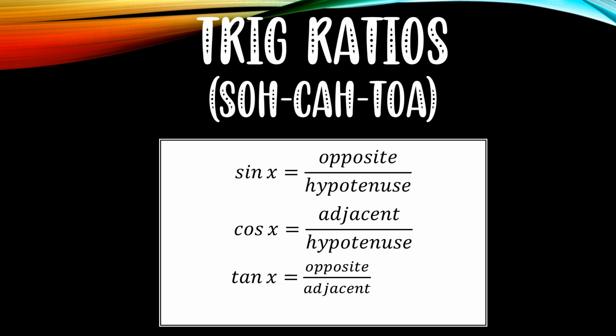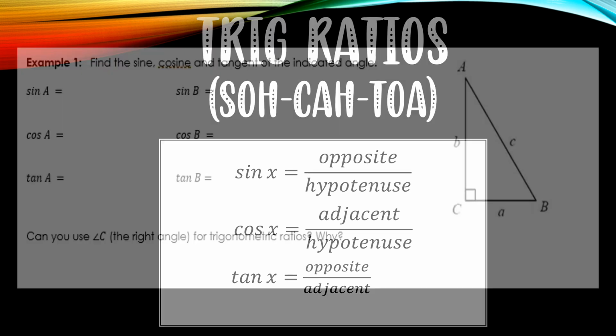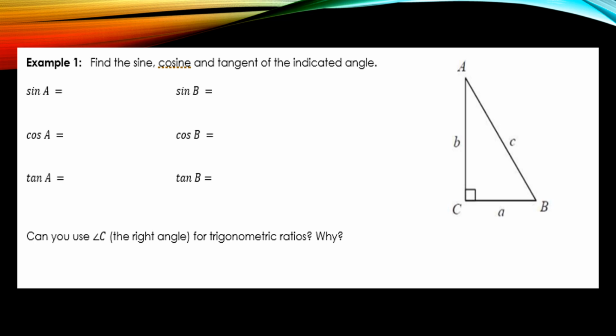CAH, C-A-H, is for cosine. Cosine of X equals adjacent over hypotenuse. And TOA, tangent, equals opposite over adjacent. So in our first example, we're just going to practice setting up the ratios. So we have sine A.